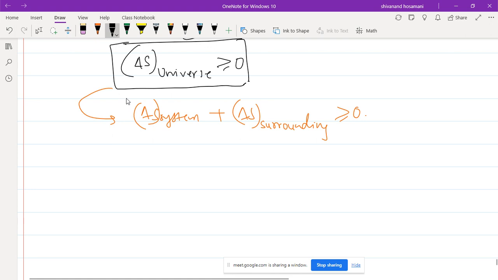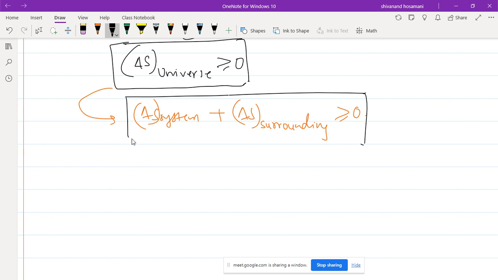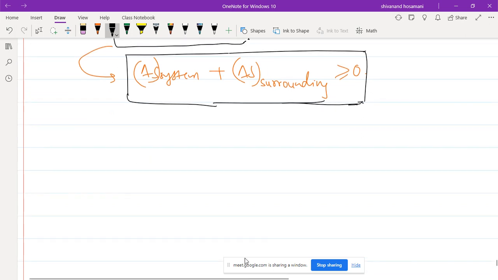Entropy of the system is increasing. So the change in entropy is always zero or greater, meaning it changes. So the entropy of an isolated system is constant or increases. The universe is also an isolated system.